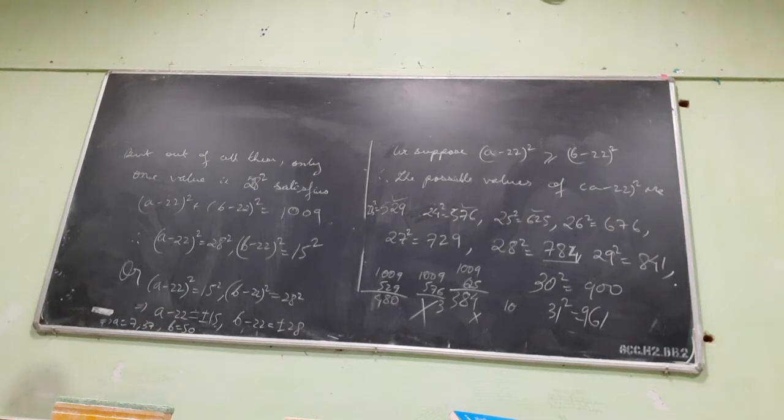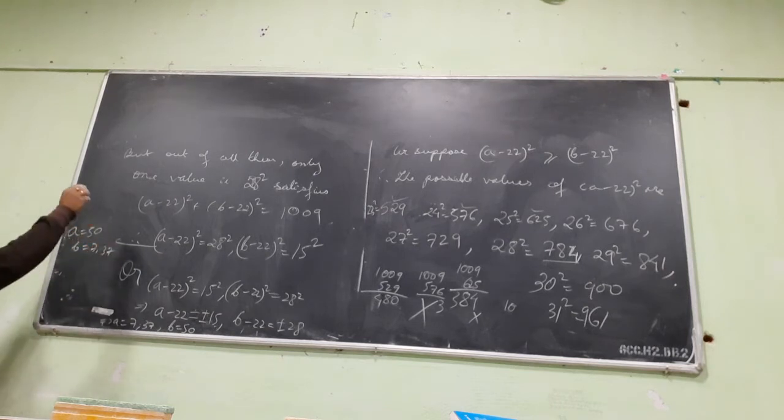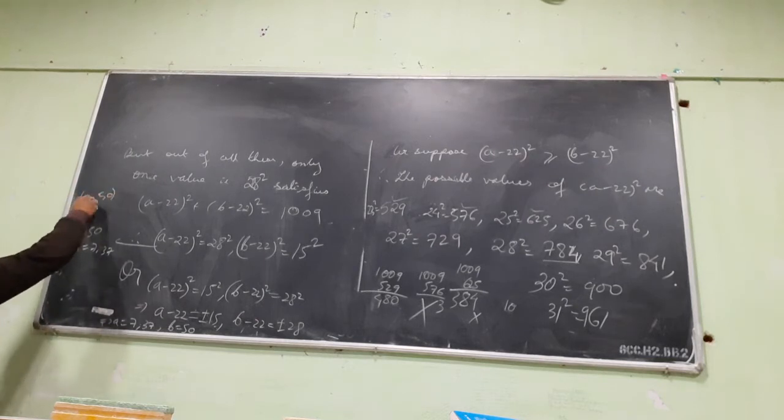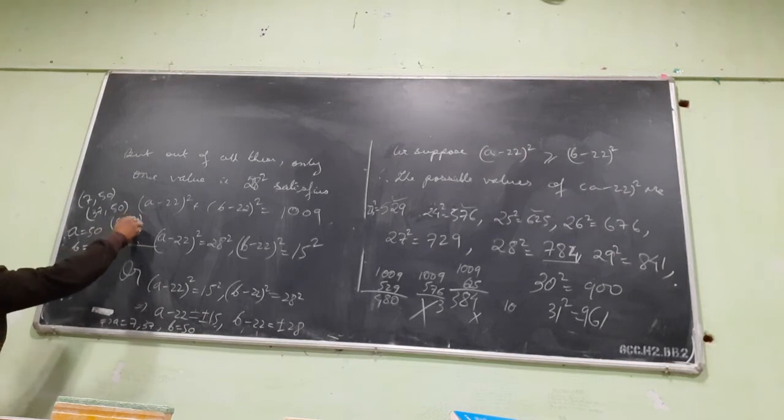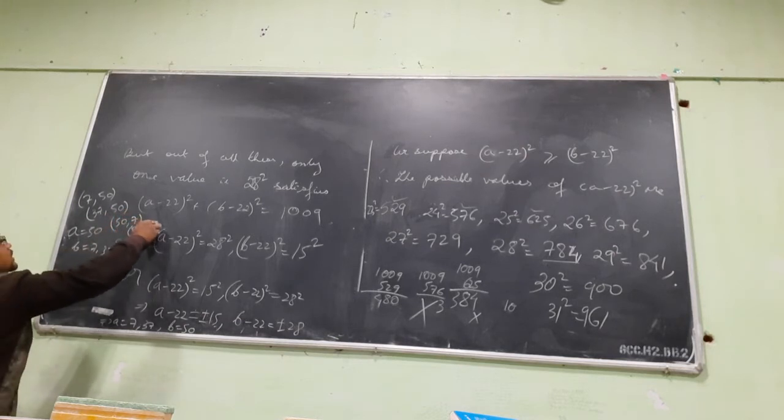So these are the values, or from here the other way, a is 50 and b is 7. Okay, so what are the pairs? 7 comma 50. Then it could be 37 comma 50, or it could be 50 comma 7, or it could be 50 comma 37.